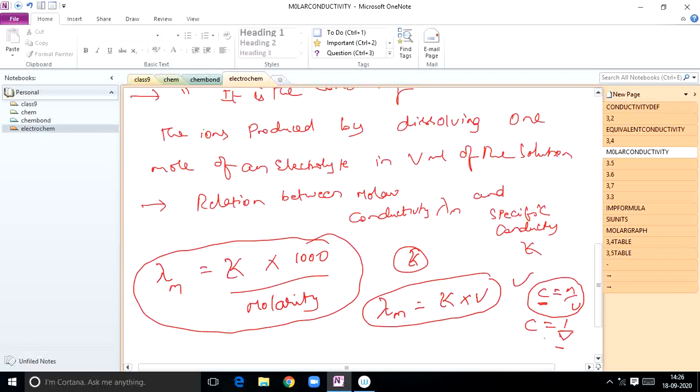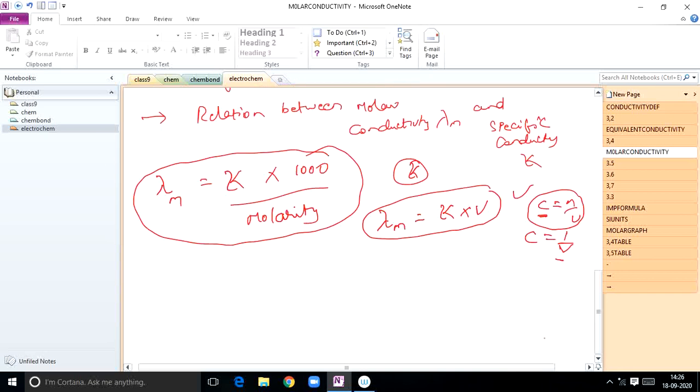Now what are the units? What unit can you use for this one? What are the units of lambda m? The units of lambda m are Siemens centimeter square mole inverse. How did you get this? You can substitute.